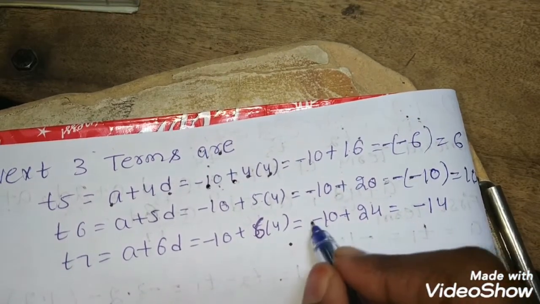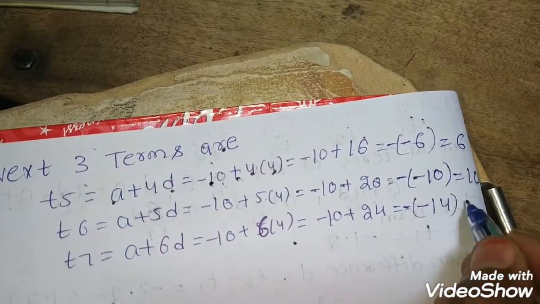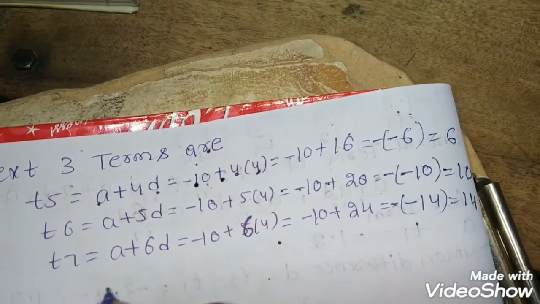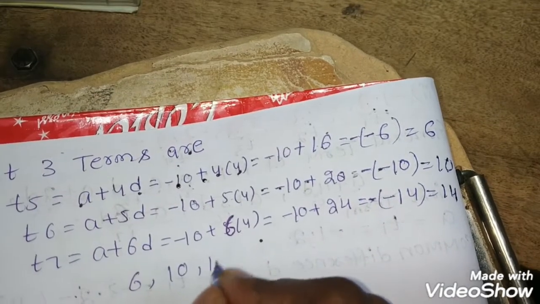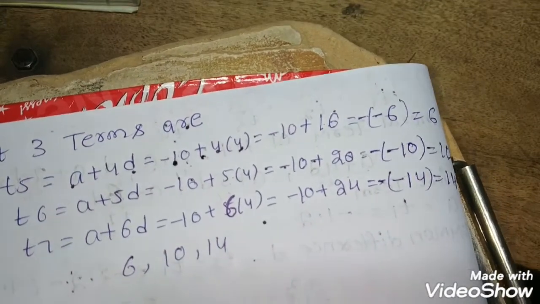Okay, and again we have minus, so minus into minus is plus, that is plus 14. What are the next 3 terms? Therefore 6, 10, 14 are the next three terms.